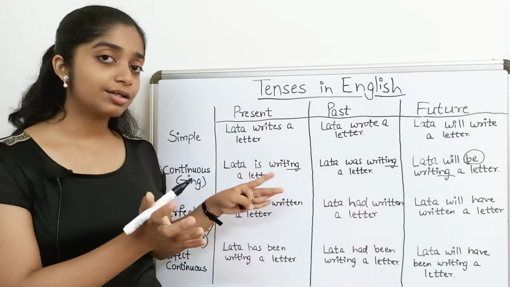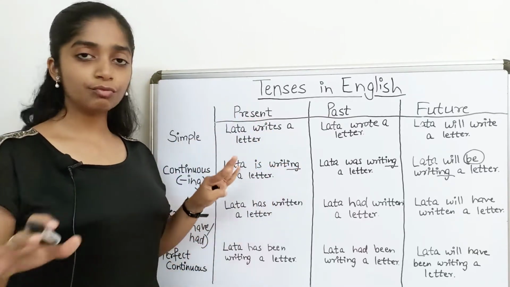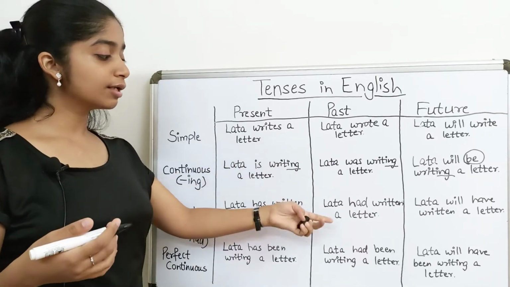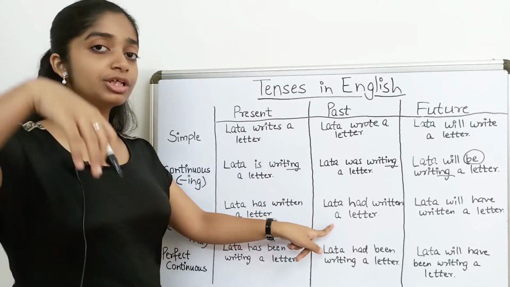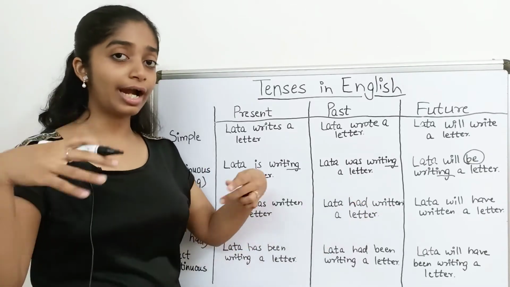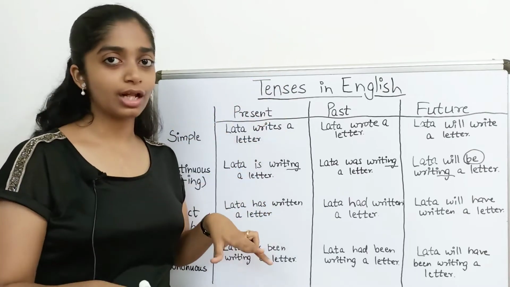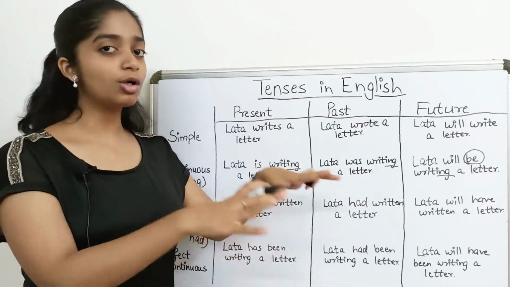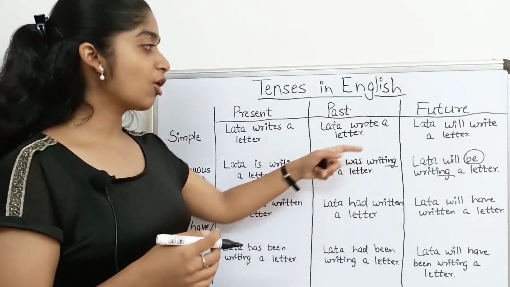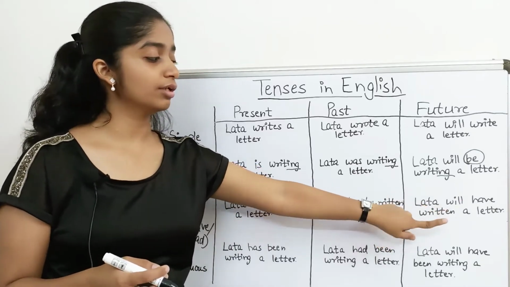Now, if that letter was completed long ago, maybe a month ago, we won't use the present perfect tense. We will then use the past perfect tense, that she had written a letter. Lata had written a letter. She had completed writing it, but long ago. Not now, not 10 minutes ago, not 1 hour ago. Okay? Then, moving on to future perfect, it will be Lata will have written a letter.